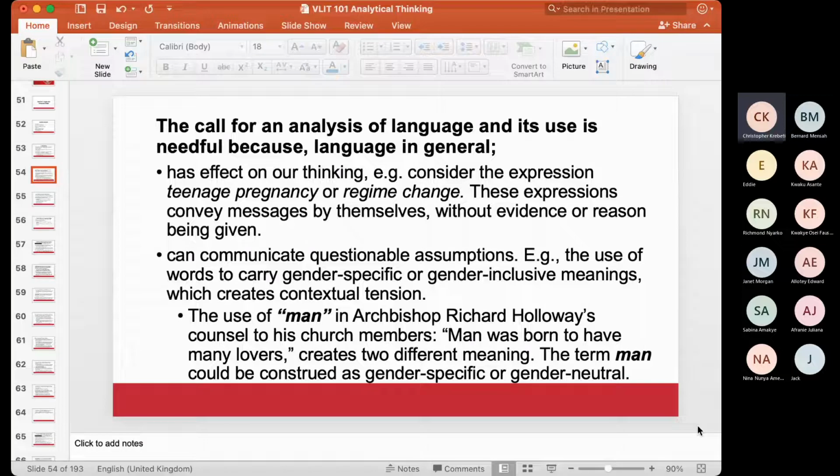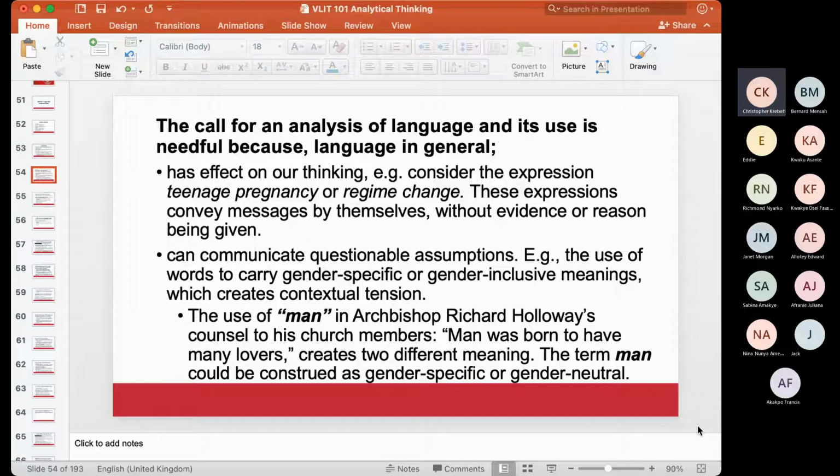For example, this morning I just opened my mouth and uttered a word, and the expression that comes out is teenage pregnancy. Now, the use of that expression, teenage pregnancy, doesn't need so much evidence, but almost all of you would understand what teenage pregnancy is. What exactly is teenage pregnancy? That is why we are saying that language affects our thinking.